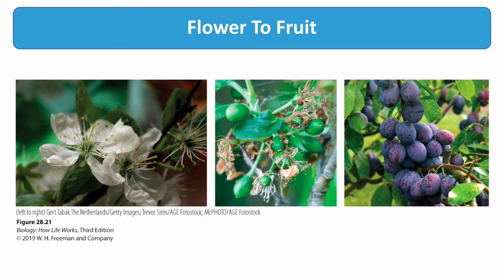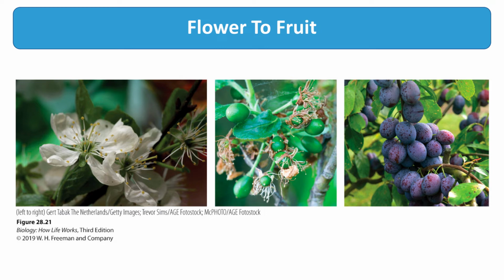Successful dispersal of seeds is enhanced by the formation of fruit. As the embryo and endosperm develop, so does the fruit tissue. The fruit tissue is predominantly made up of the ovary wall, but it can incorporate other parts of the flowers, such as the sepals. Here on this slide, we have the development of plums.